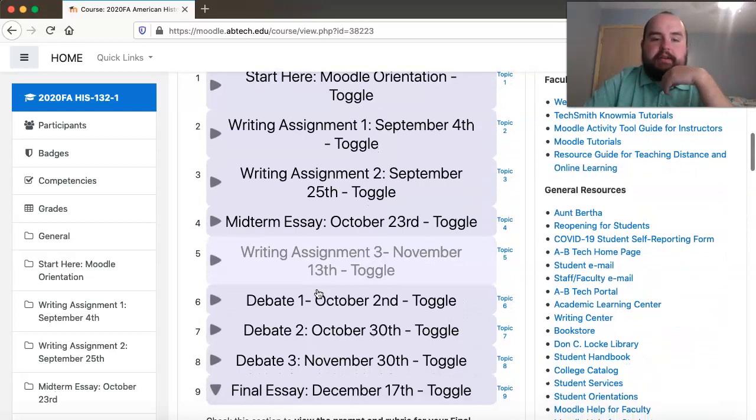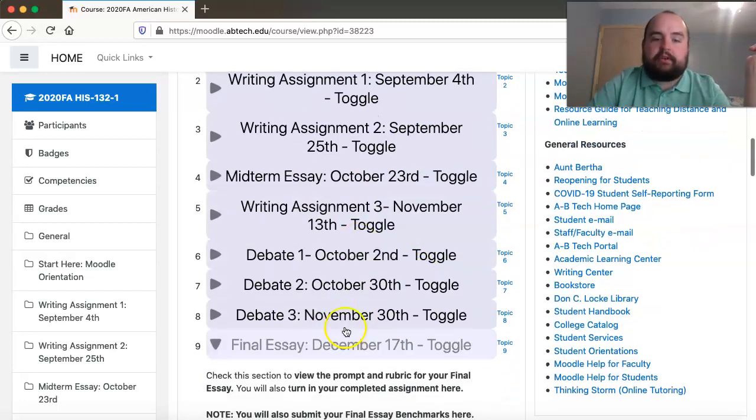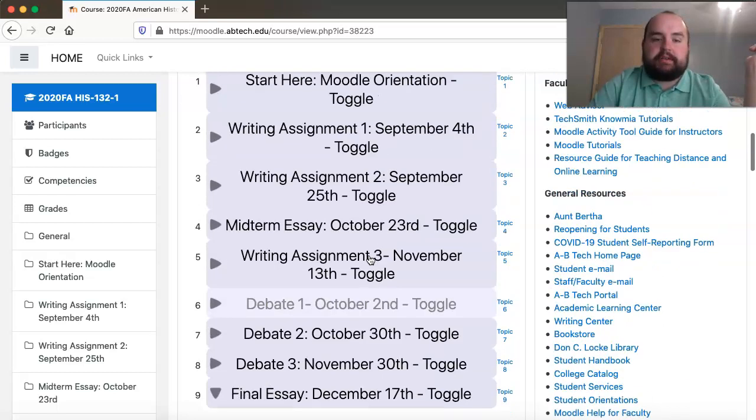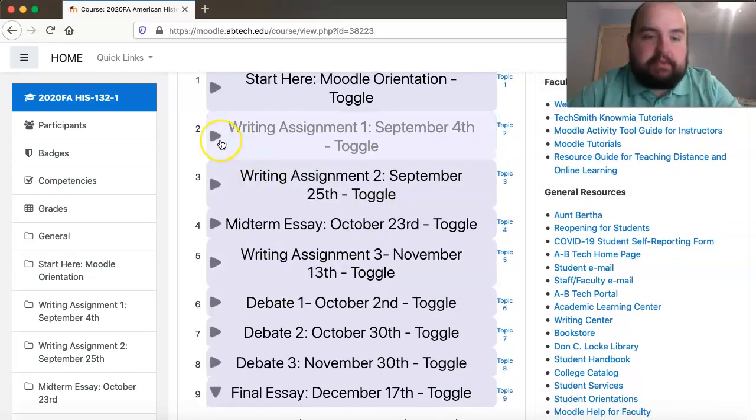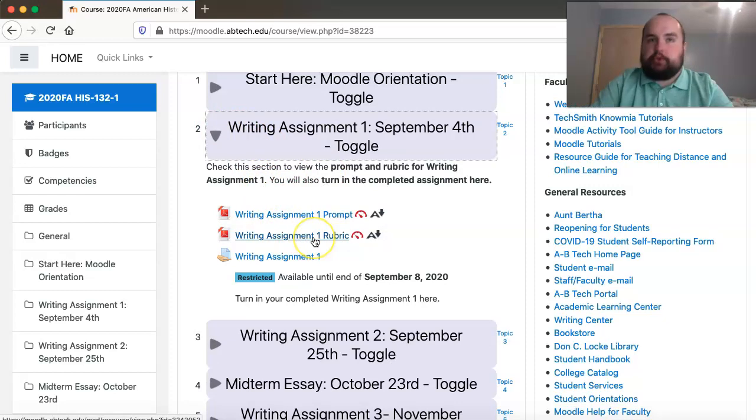Now, just as a quick reminder, as I said last week, all of your writing assignment prompts and rubrics and submission areas are located here along with your debates as well, all in this top section. So for example, when you start working on your writing assignment this week, if you haven't started already, just click on this tab right here. You'll see the prompt right here, the rubric right here, and the submission area right here. You can view this throughout the entire week. You should have no problem accessing it. Please let me know if you do.